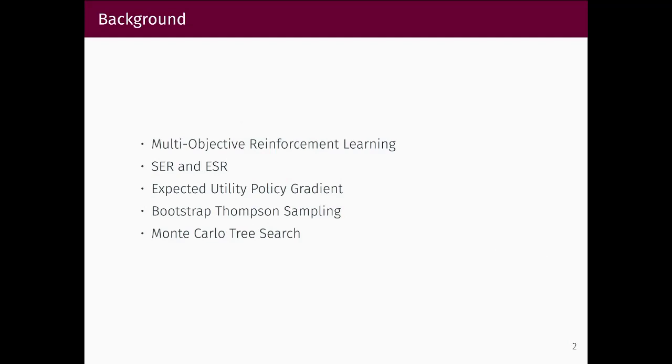So these are a few concepts that are crucial to our algorithm. We have multi-objective reinforcement learning, and in multi-objective reinforcement learning, two optimality criteria exist. We have the scalarized expected returns and the expected scalarized returns. Then we're going to present an ESR-specific algorithm known as expected utility policy gradient. Then we will look into Bootstrap Thompson sampling and Monte Carlo tree search, both of which are crucial to our distributional Monte Carlo tree search algorithm.